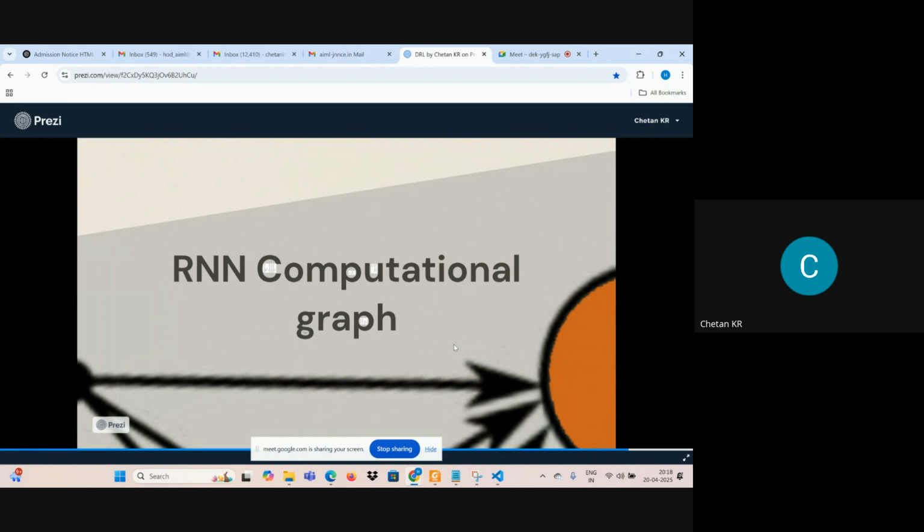So 4 types of RNNs exist. 4 types of RNN connections are possible. 4 types of RNN computations are possible. And they all have to be written or bundled inside a topic called RNN computational graphs. 4 computational graphs are possible. 4 ways to compute an RNN are possible. Okay, fine.